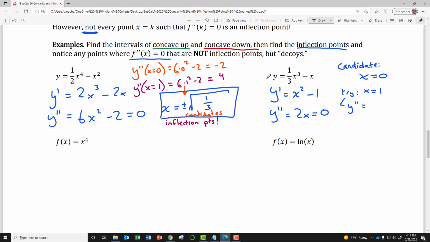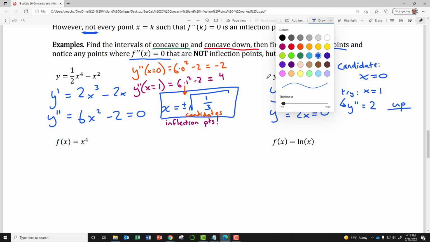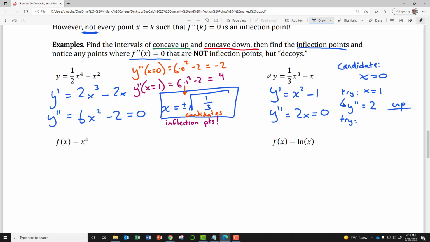Then my second derivative here will be 2 times 1, which is 2, which is positive, so we are concave up. And then let's also try x equals negative 1. And when I try that, my second derivative is 2 times negative 1, which is negative 2, so that means I'm concave down.